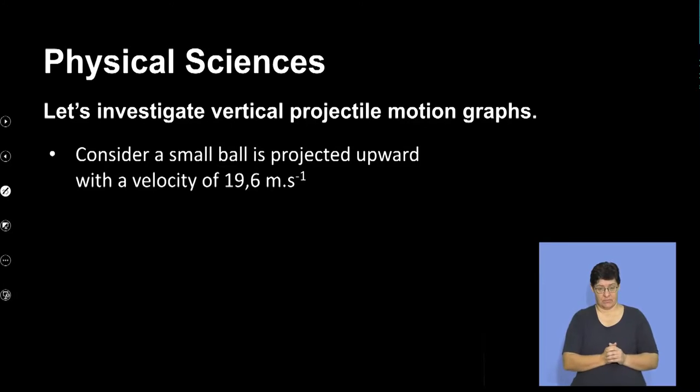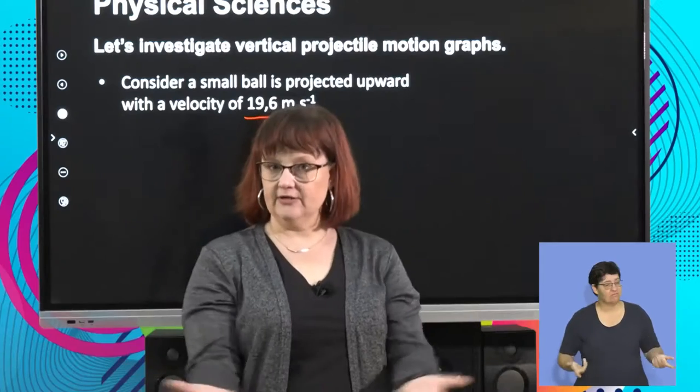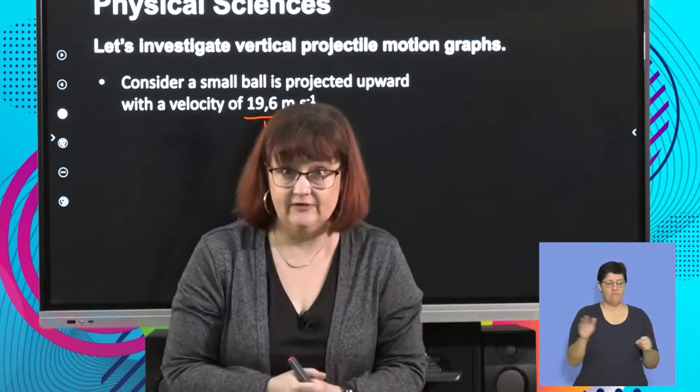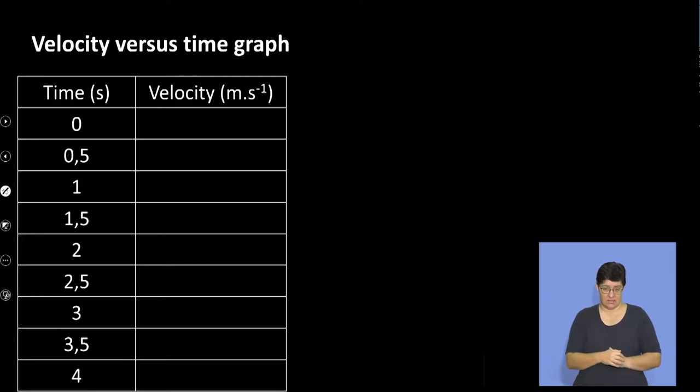So we have a small ball that we're going to project upwards, and I'm telling you that I'm throwing it upwards at 19.6 meters per second. So that is my initial velocity. That's not going to change. That's going to be the initial velocity for all of it. So I am now going to want to draw a velocity time graph.